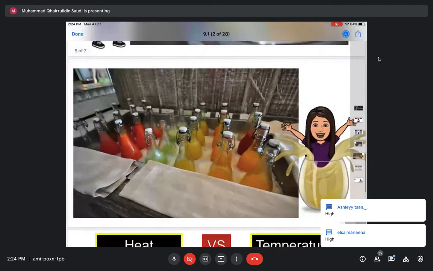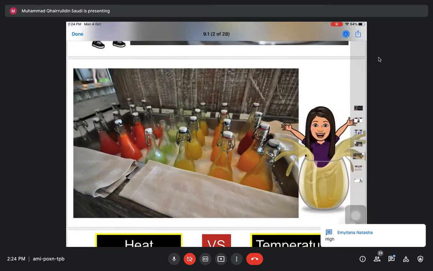Okay, right now we have juices that are covered with ice. So how about the heat energy here?